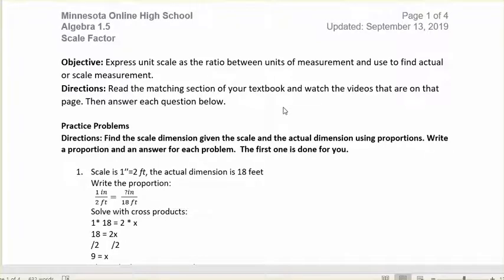In this video we are going to go over how to do a few of the problems from your worksheet on scale factor. Remember to first read through this section of your textbook, the matching section. There's also a very good video there that explains scale factor very well.